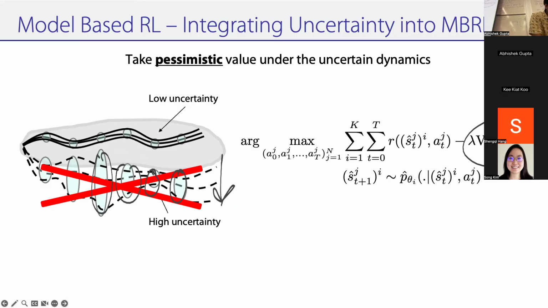And so a lot of the methods for offline model-based RL and even online model-based RL basically penalize for high uncertainty regions, and that's what you call pessimism.